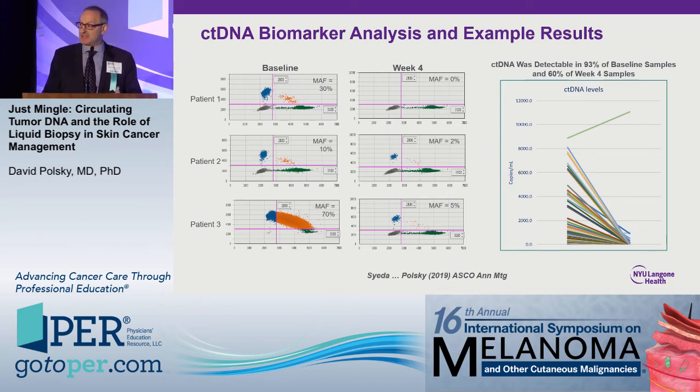93% of the patients were positive in the plasma. And 60% were still positive at week 4, but you can see a very striking decline between the initial values and the week 4 values. And also you can see this, I'm not sure how well it shows, but the copies per mil is really covering 4 logs of value. So it's a very dynamic range here.